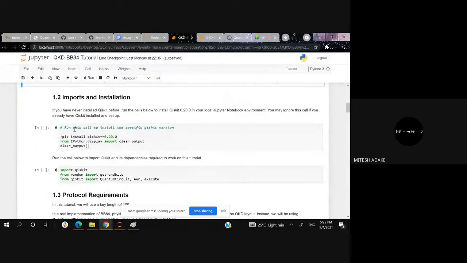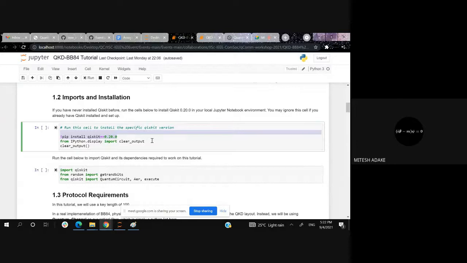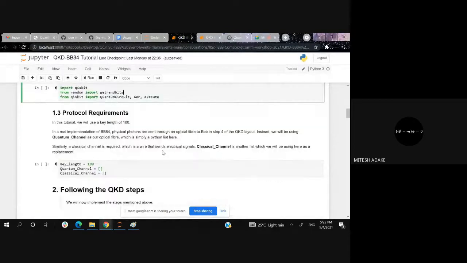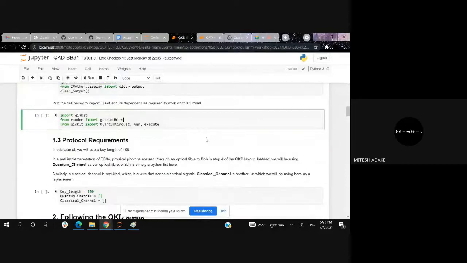So initially we'll start with the imports and installation, and we'll be using the 0.20.0 version of Qiskit. This is a part you don't need to worry about. You just run it with Shift+Enter.